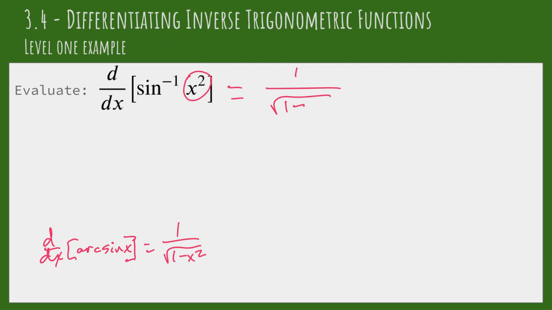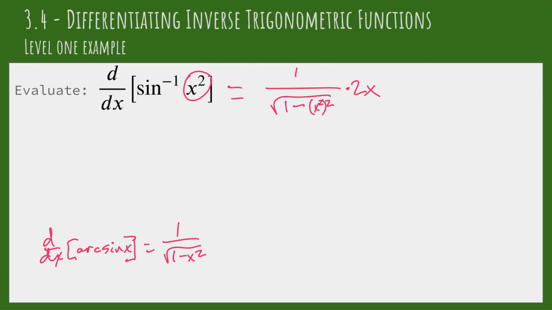Now, when I say keep the baby inside, that means that wherever the x is in this formula here is going to stay as x squared for this particular problem. So this is going to be x squared squared. And then we have to multiply by the derivative of the baby. So the derivative of the inner function, the derivative of x squared, is going to be 2x.